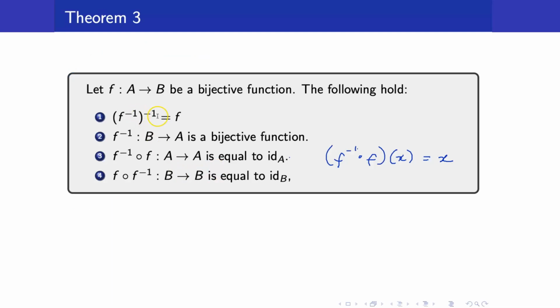Okay, our assumption here is that f is bijective. Let us prove one. We want to show that the inverse of the inverse function is the function itself. How do we show that two functions are equal? Show that they have the same domain and codomain, and that they have the same behavior, right? What do I mean by behavior? It maps an element. The images of an element will be the same.